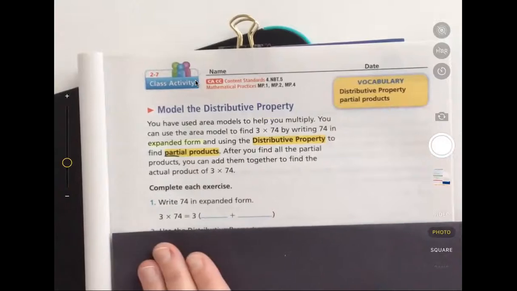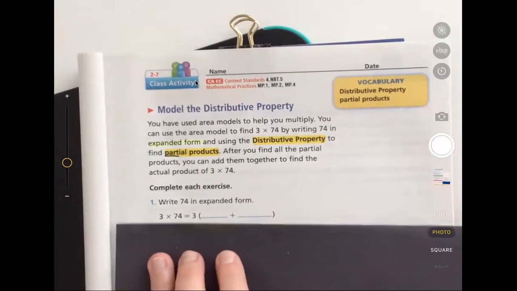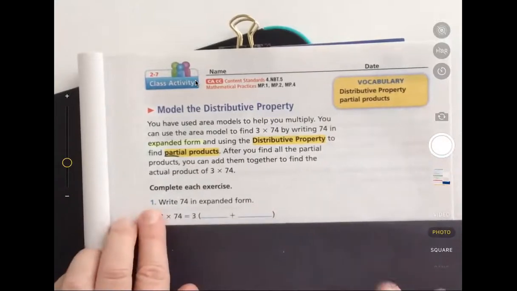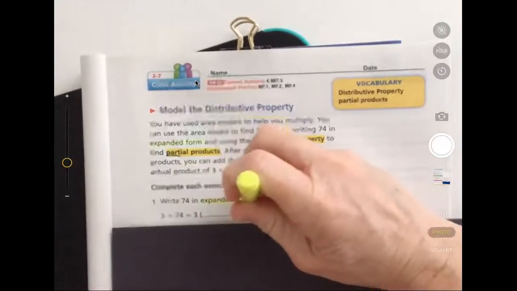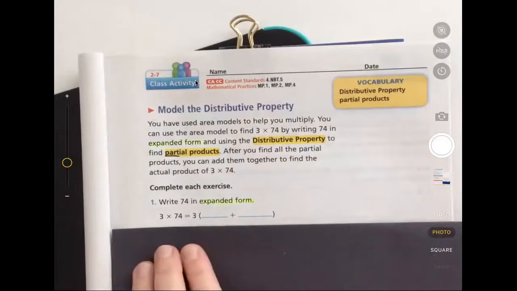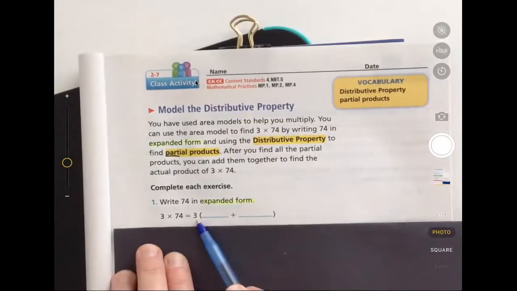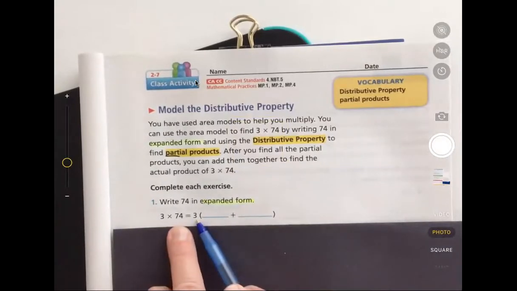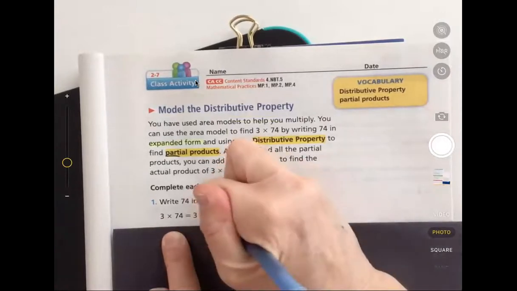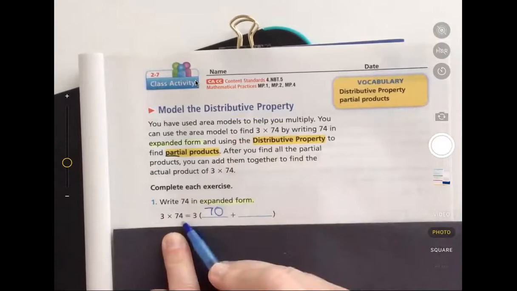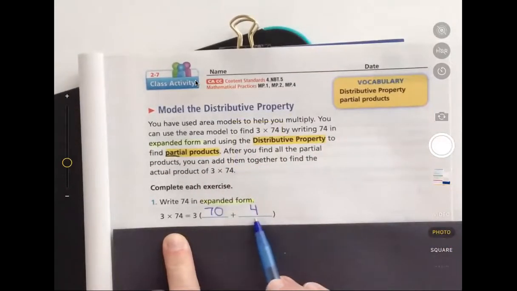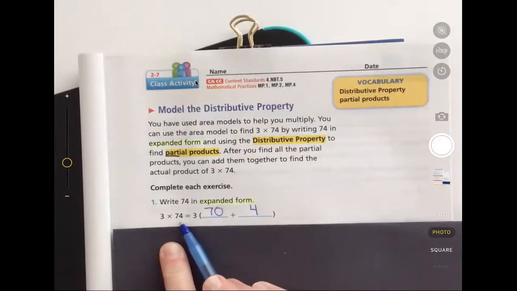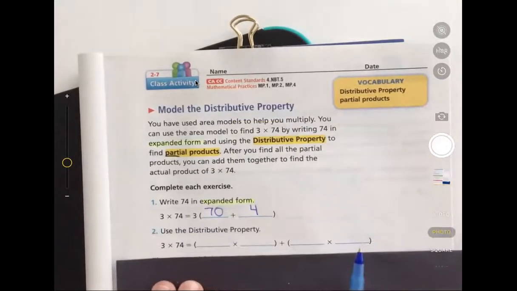All right, so let's do these partial products. Here we go. Step 1, they're going to ask us to write 74 in expanded form. You will see here, we kept the 3, it's just a 1, but now we want to break up this larger number, the 10s and the 1s. So 7 tens is 70 plus the leftover, those are the 1s, that's 4. Right? 70 plus 4 is how we're getting 74. Okay, now we're going to move on.